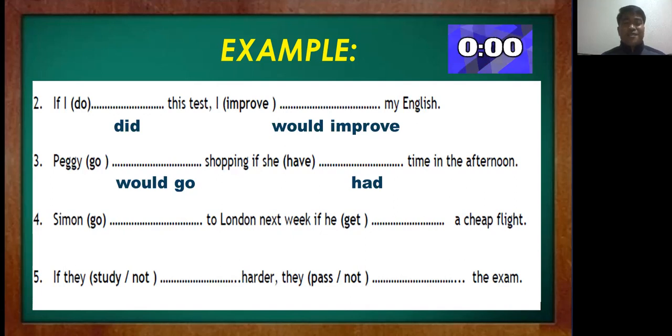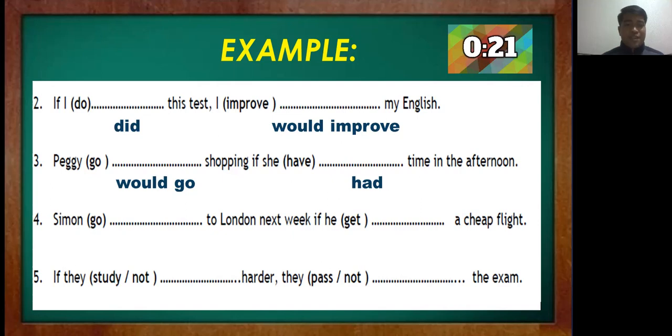To some others who didn't, good luck in sentence number four. Simon go to London next week if he get a cheap flight. Okay? So 30 seconds starts. Wait, let me set the time here to zero. 30 seconds start now. Simon go to London next week if he get a cheap flight.